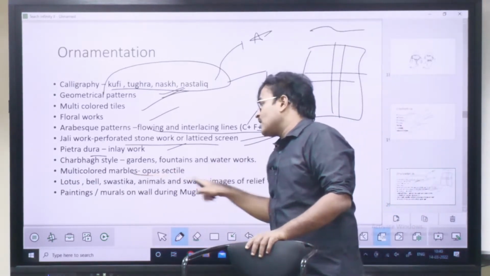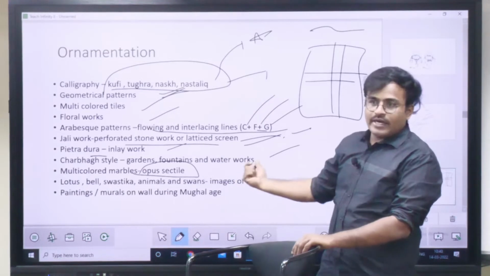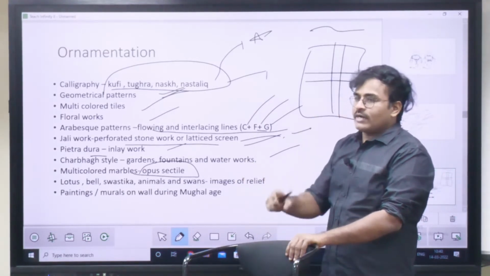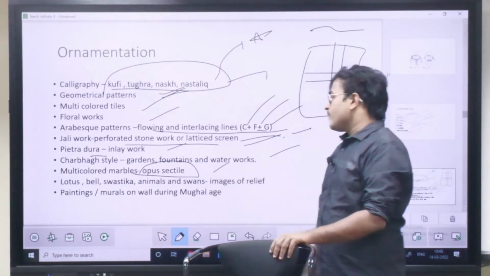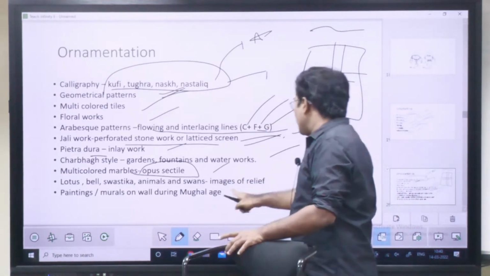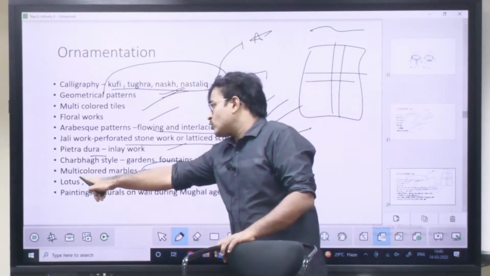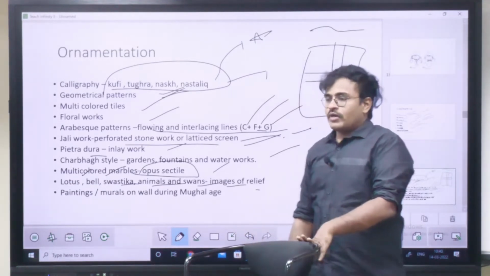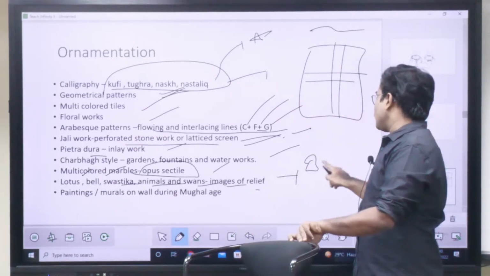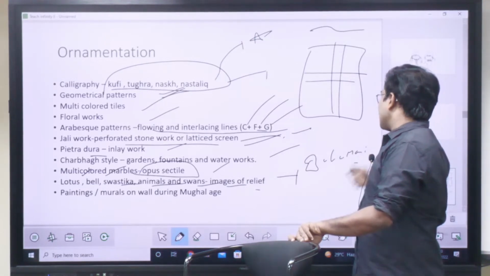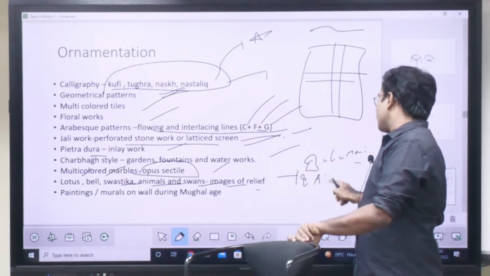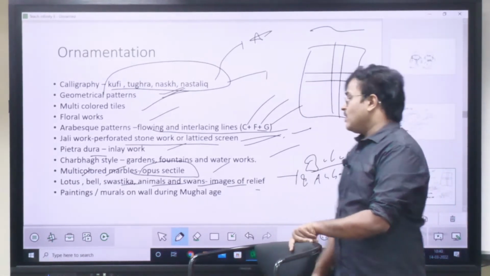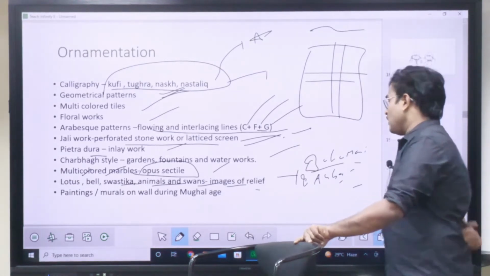They also used multicolored marbles, which is known as opus sectile. I told you about this, remember? Red sandstone plus yellow sandstone, red plus marble. These kinds of things they used to do. Then sometimes, only in some images, they used the image of lotus, bell, swastika, animals, and swans. You write one line here now: this is a peculiarity of Bahmani architecture and architecture during Akbar's period. Akbar and Bahmanis both used this kind of structure: lotus, bell, swastika, animals, and swans in images.